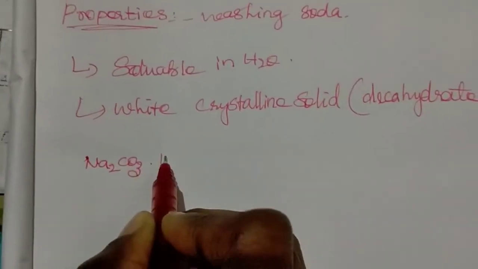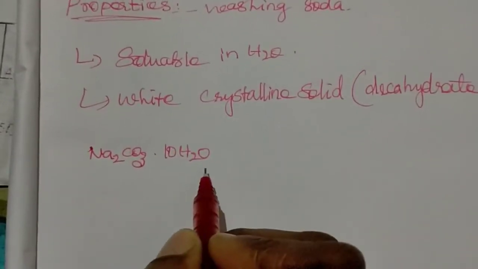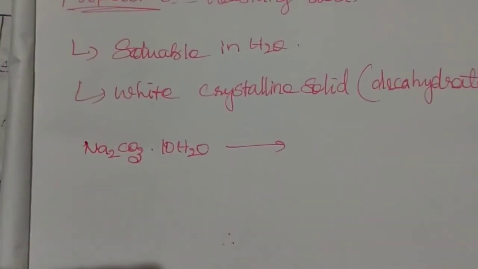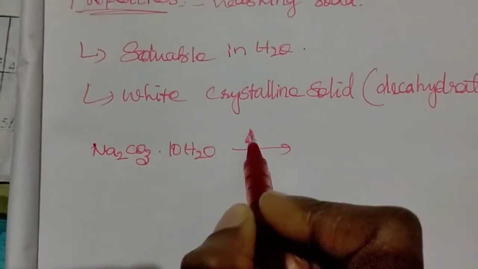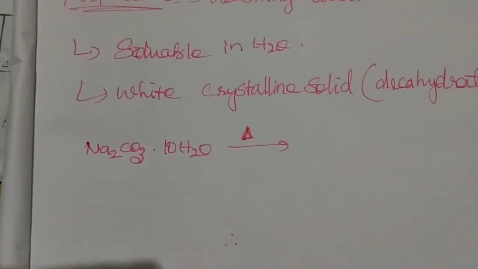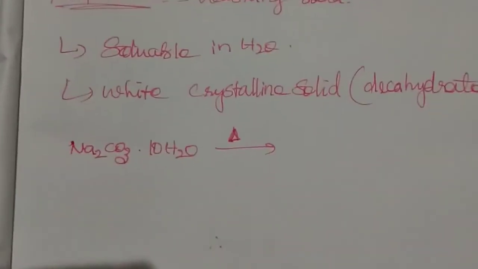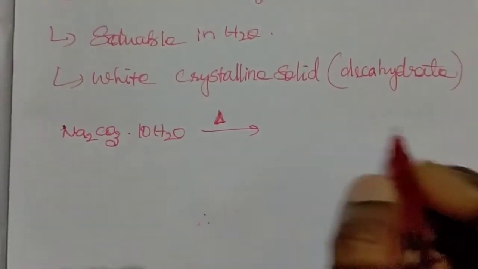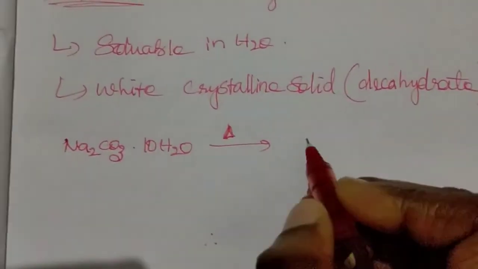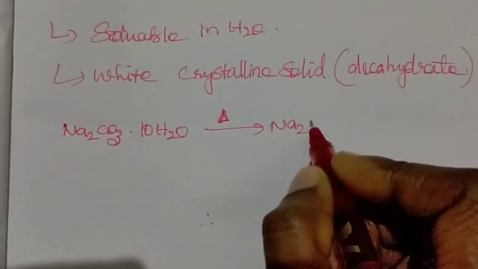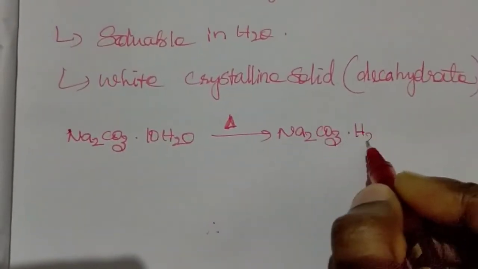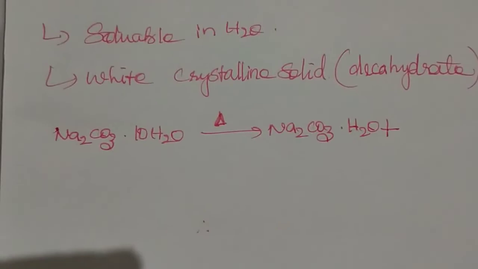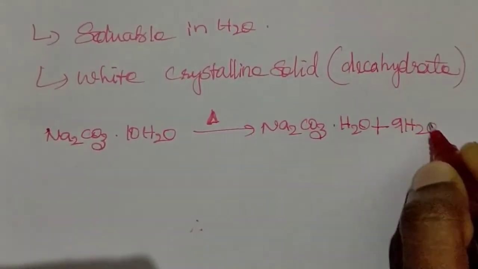Na2CO3·10H2O. This is the formula of decahydrate sodium carbonate, the general formula of sodium carbonate. When it undergoes the heating process, it releases the water present in the sodium carbonate. So it releases 9H2O, evolving water vapor as 9H2O. So it forms Na2CO3·H2O, monohydrate sodium carbonate, releasing 9H2O.